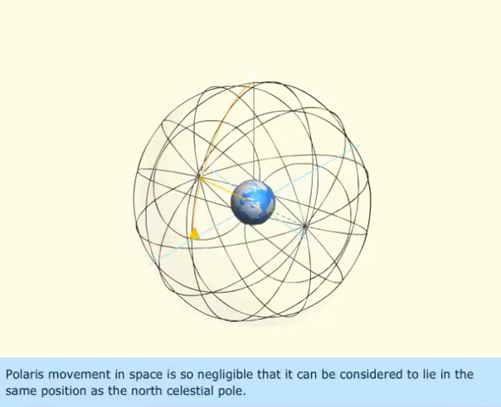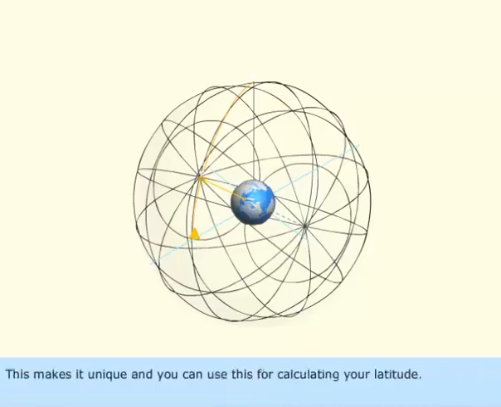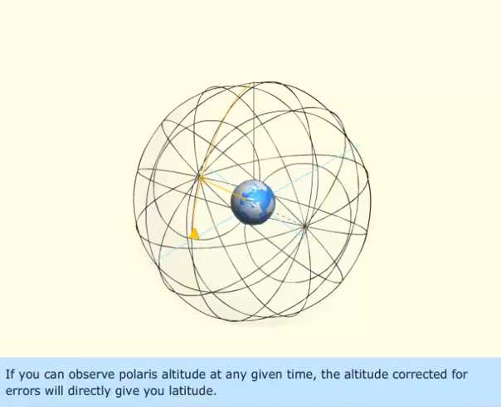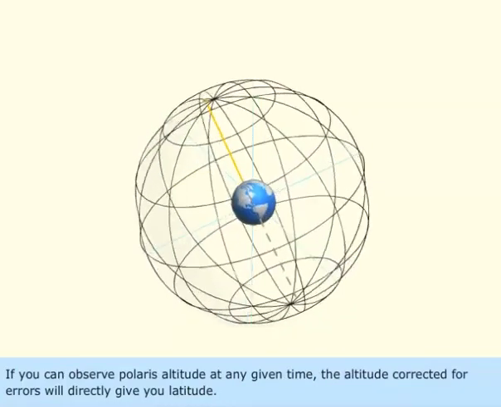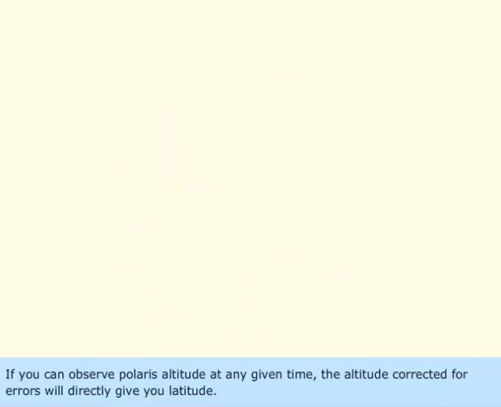Polaris. Polaris movement in space is so negligible that you can consider it to lie in the same position as the North Pole in the celestial sphere. This makes it unique, and you can use this for calculating your position. If you can observe Polaris altitude at any given time, the altitude corrected for errors will directly give you latitude.